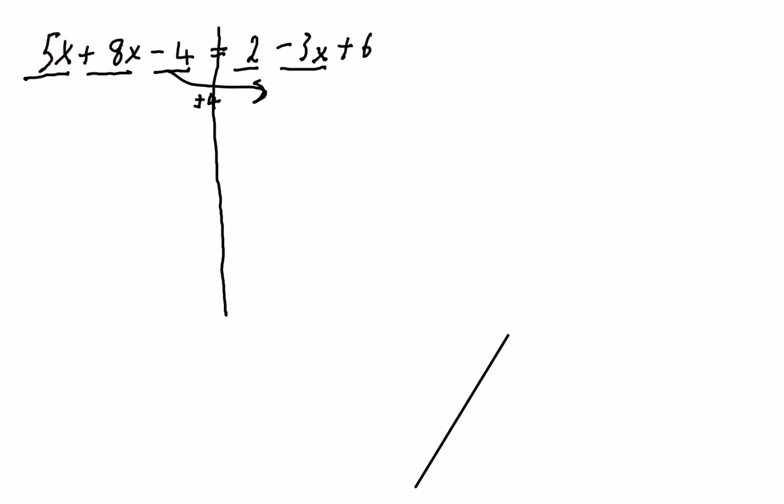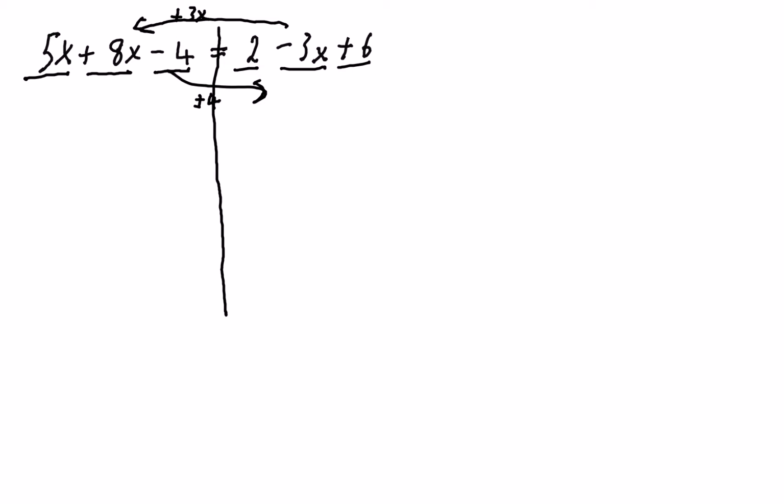The negative 3x, that's a term that has x, so it will move over to the left hand side, and of course the sign will flip to a positive 3x. Now the positive 6 will not move, so that is a constant term, so that one stays on the right hand side.